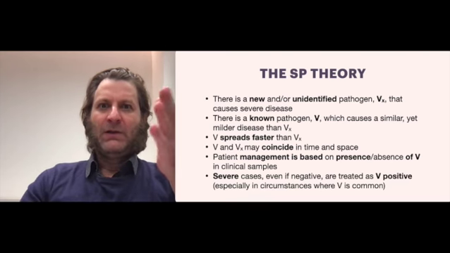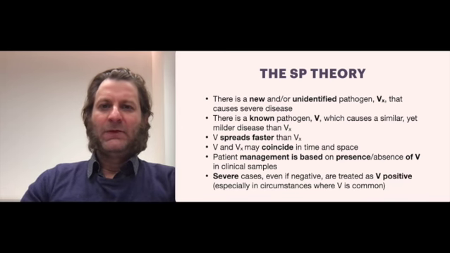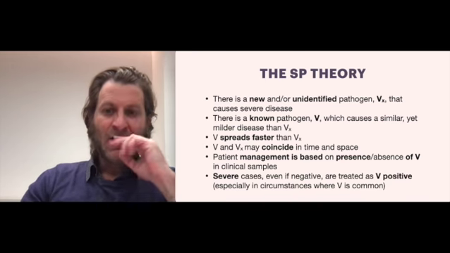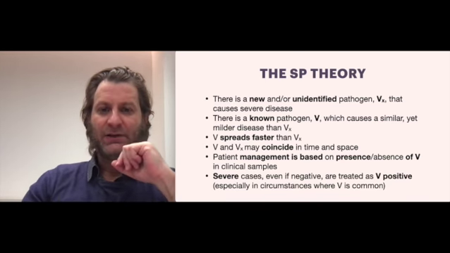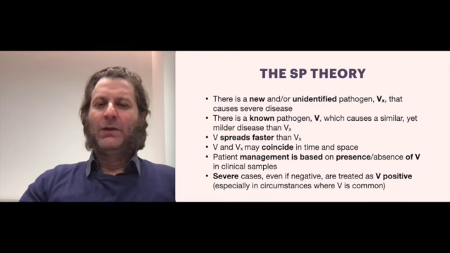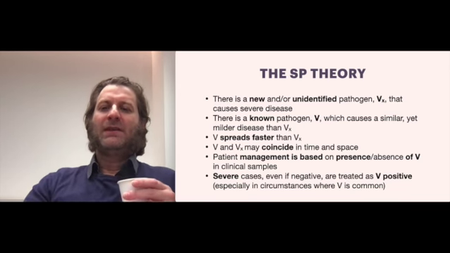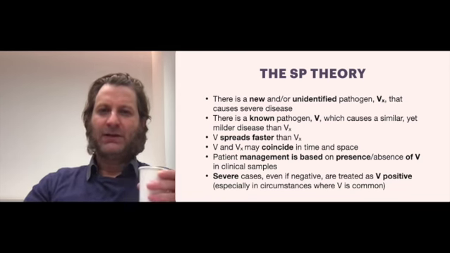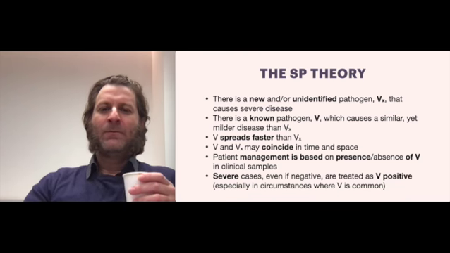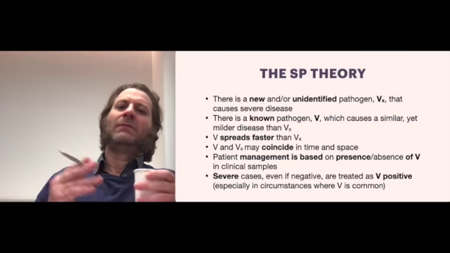Then V also causes pneumonia, but far less severe pneumonia, with a fatality rate of 0.1%. However, V spreads faster than VX, and in order for the theory to manifest itself, for there to be an effect, which I call the silent partner effect, V and VX have to overlap in time to some degree.